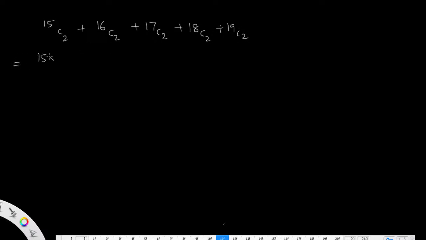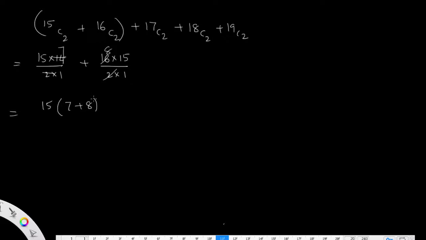15 C2 is nothing but 15 into 14 by 2 into 1. 16 C2 is nothing but 16 into 15 by 2 into 1. So first we do simplification wherever any value is observed. Here 15 is common, then cancelling 7 and 10 with 7. 15 is common, meaning 7 plus 8, that is 15 into 15, 15 square for this value.